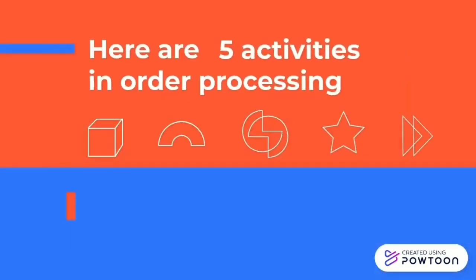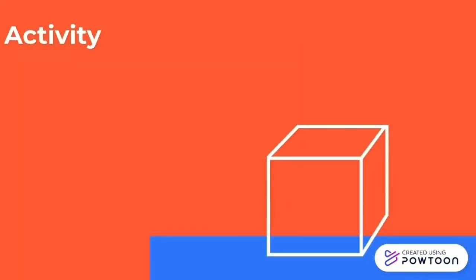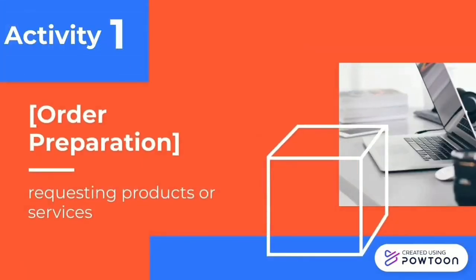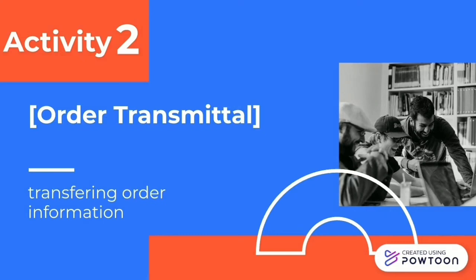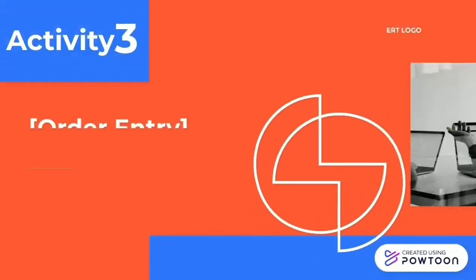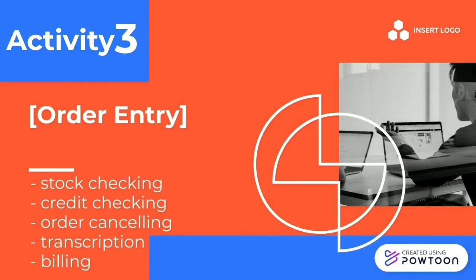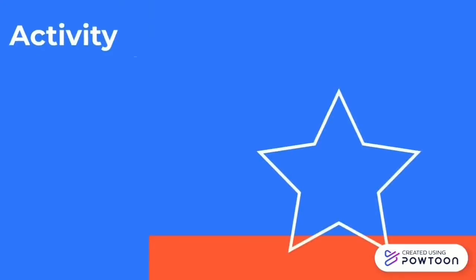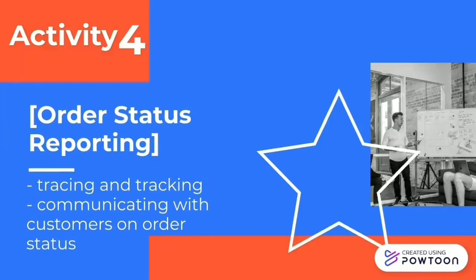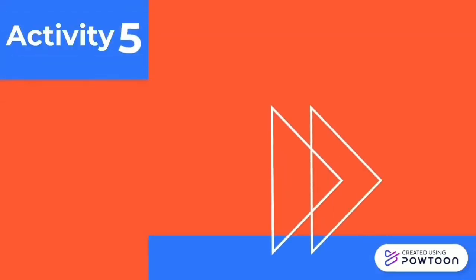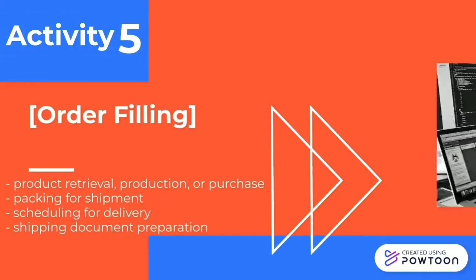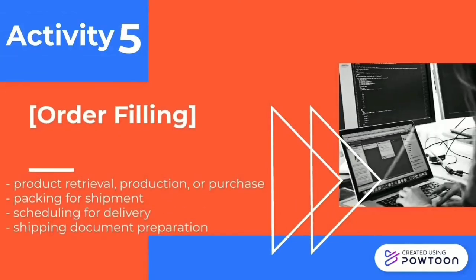Here are 5 activities in order processing. Activity 1. Order preparation, requesting product or services. Activity 2. Order transmittal, transferring order information. Activity 3. Order entry, stock checking, credit checking, order cancelling, transcription, billing. Activity 4. Order status reporting, tracing and tracking, communicating with customers on order status. Activity 5. Order filling, product retrieval, production or purchase, packing for shipment, scheduling for delivery, shipping document preparation.